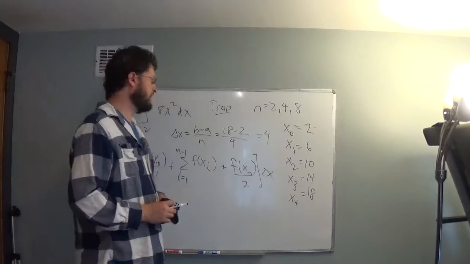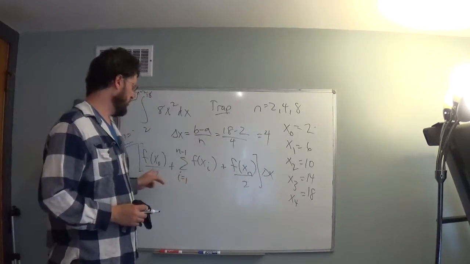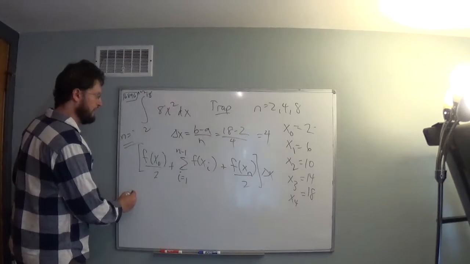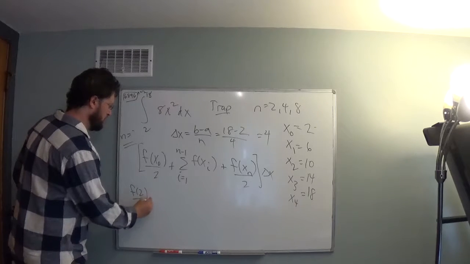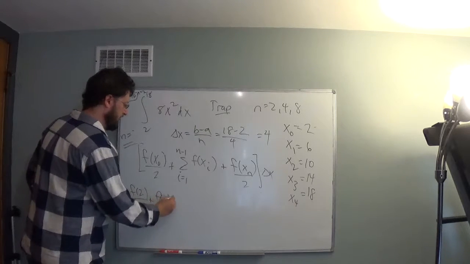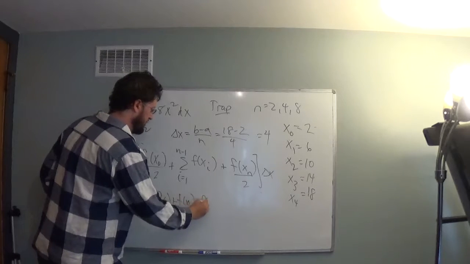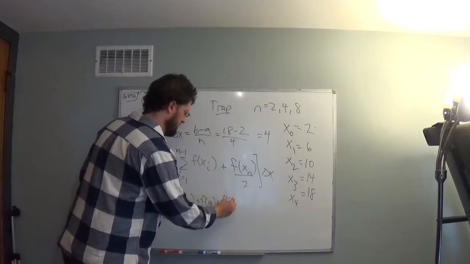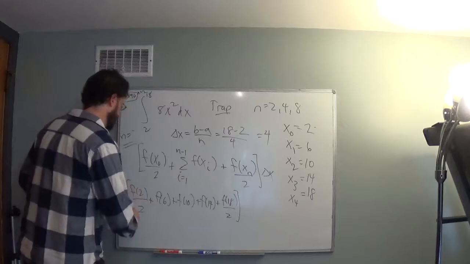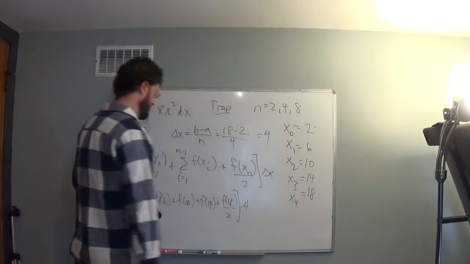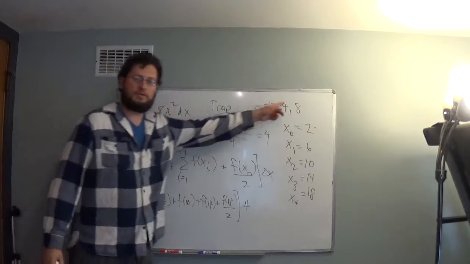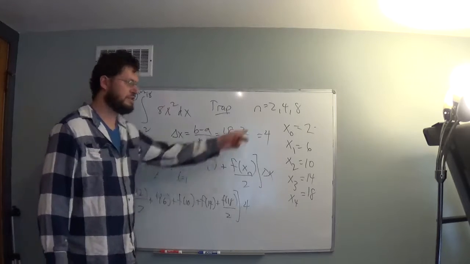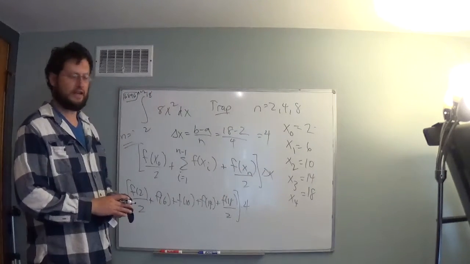Those are my x's. The first and the last end up with a 1/2 in my formula. The middles just go straight into the function evaluated at that. So that will be f at 2 over 2 plus f at 6 plus f at 10 plus f at 14 plus f at 18 over 2, and then all multiplied by my delta x, which in this case is 4. Once I found the x's, I plug the first and the last into the function with the divided by 2. The rest of them just plug into the function without any divided by 2.